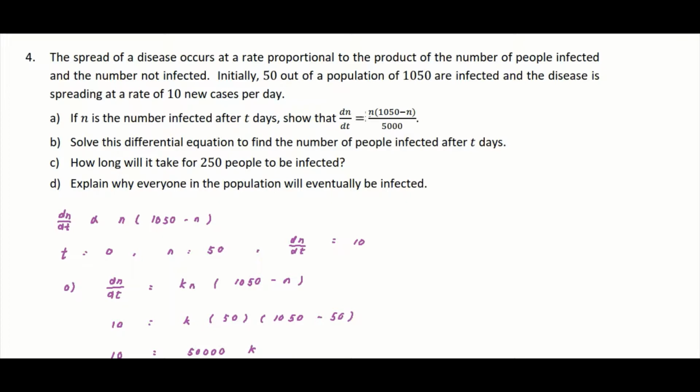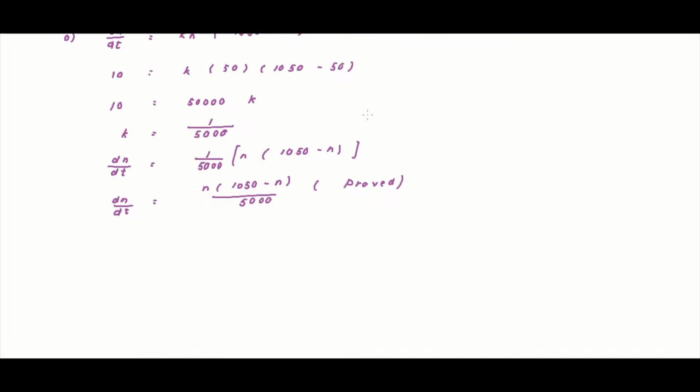All right, so let's see part B. Solve this differential equation to find the number of people infected after t days. This one is solving differential equations. Same thing, I recommend you try this by yourself. You should realize it's very similar to the last example we completed in our first handout, the one with the very long working. You might want to refer to that and try it on your own. Okay, so let's copy the equation first.